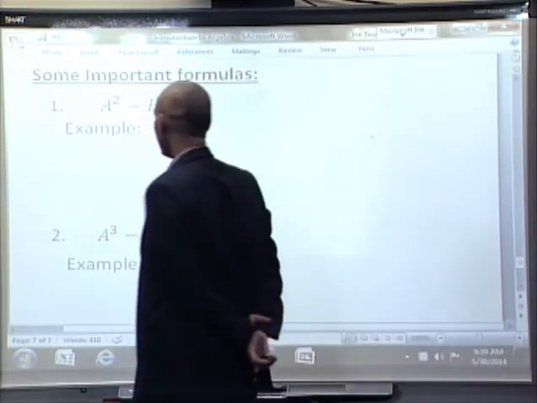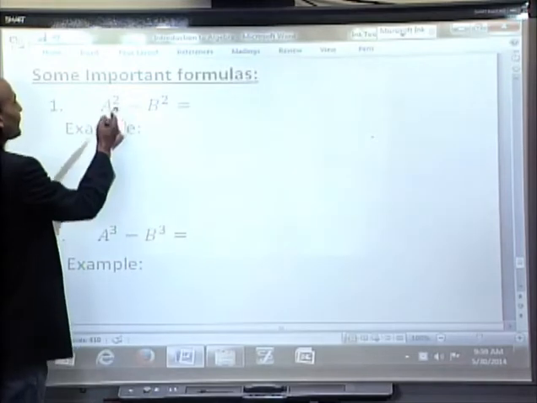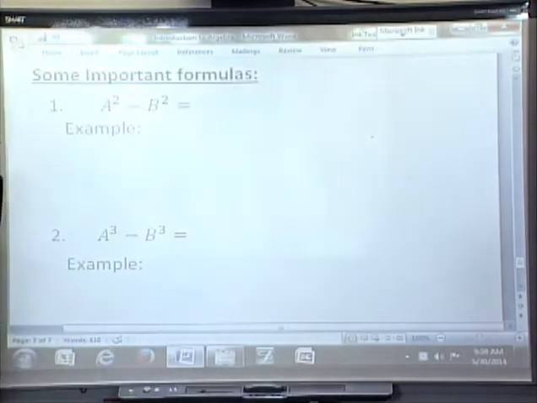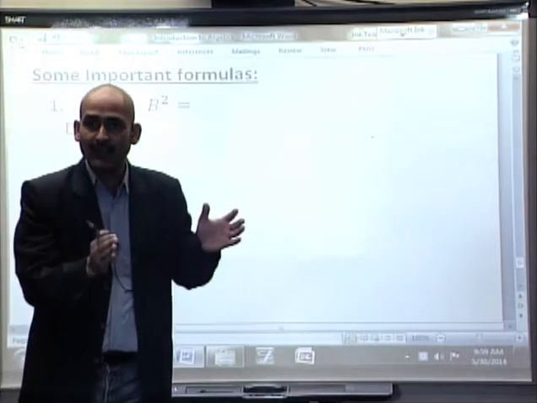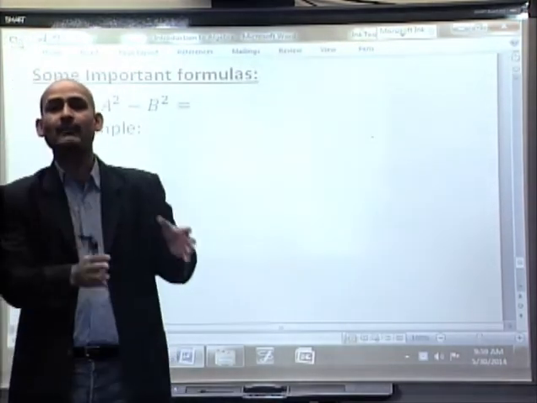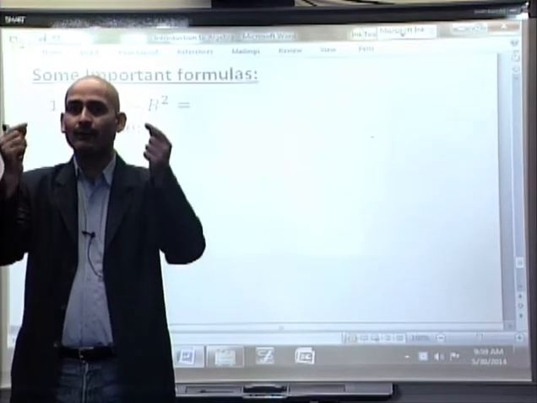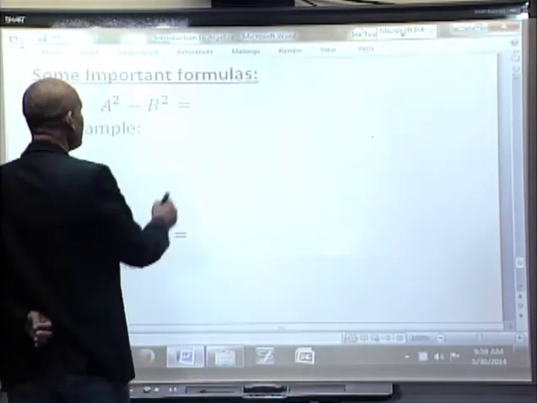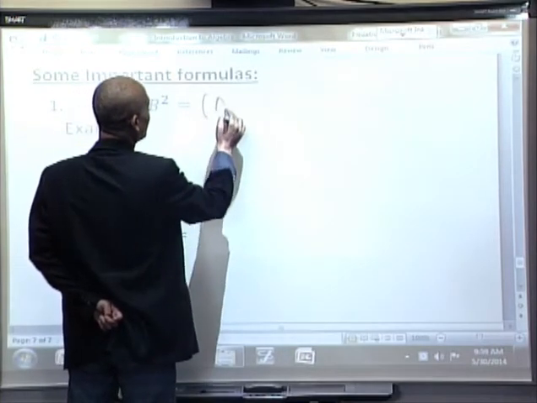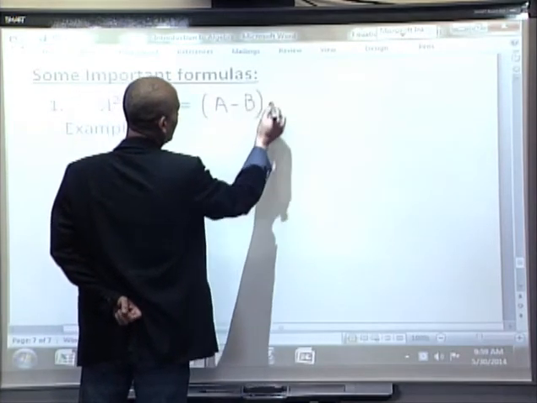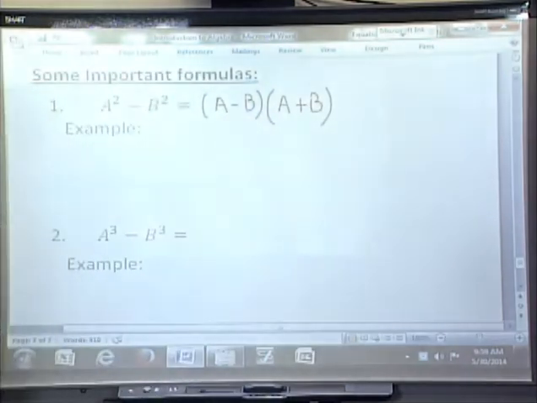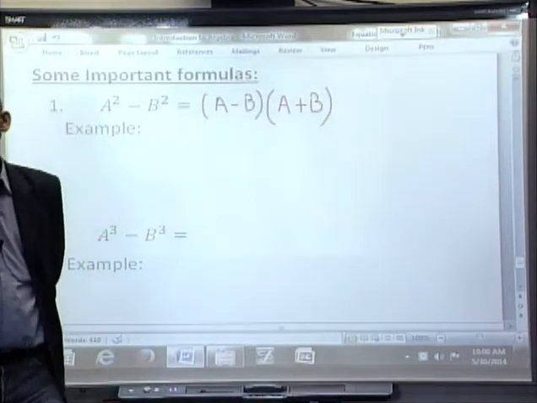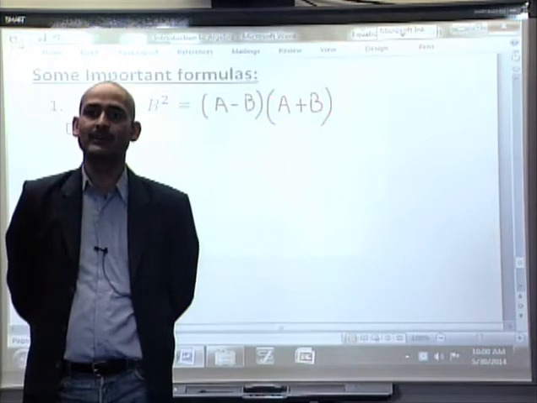Well, the first formula says if you have the square of a quantity minus the square of another quantity, sometimes they call it the difference of two squares, A squared minus B squared, it can be written as A minus B times A plus B. So, the difference of two squares is the product of the difference and sum of the two quantities.